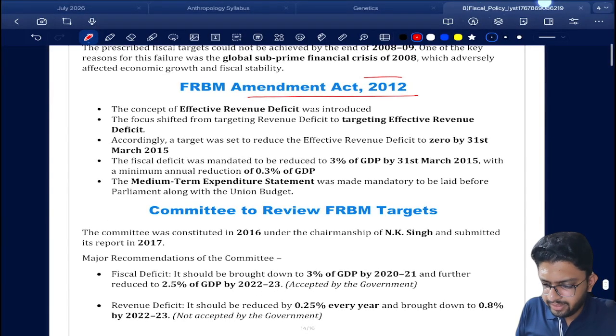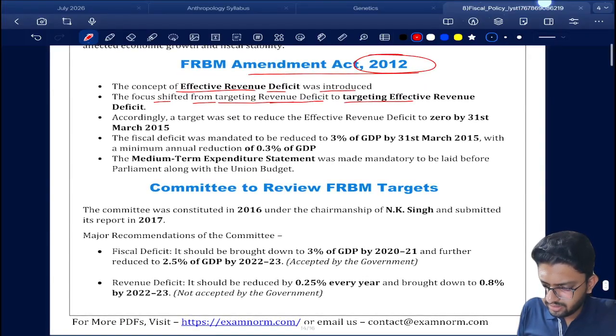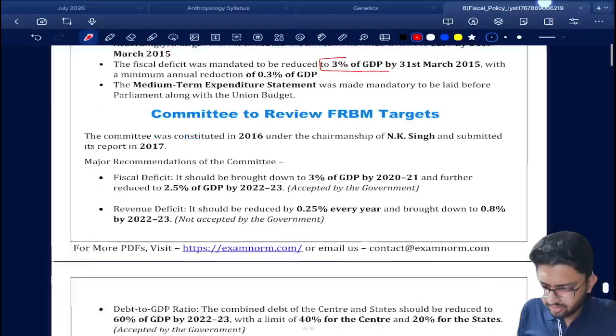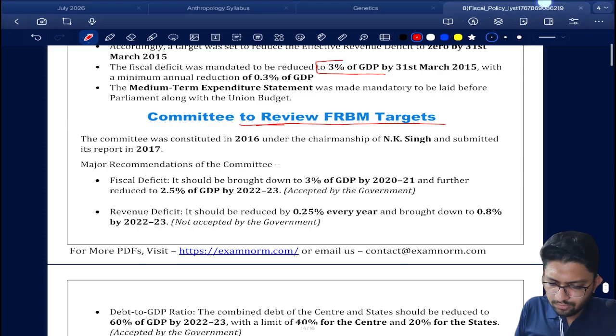FRBM Amendment 2012. The concept of effective revenue deficit was introduced. The focus shifted from targeting revenue deficit to targeting effective revenue deficit, and the target was mandated to reduce to 3% of the GDP in the medium term. Okay, committee to review FRBM targets. So a committee was constituted under the chairmanship of N.K. Singh and submitted its report in 2017.